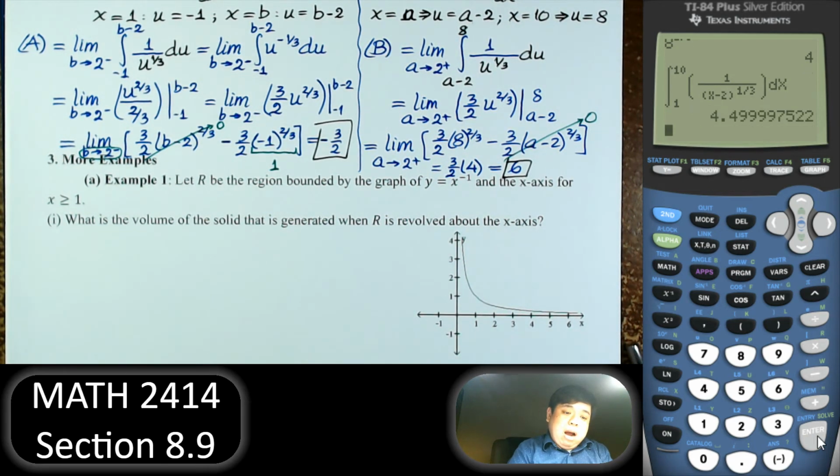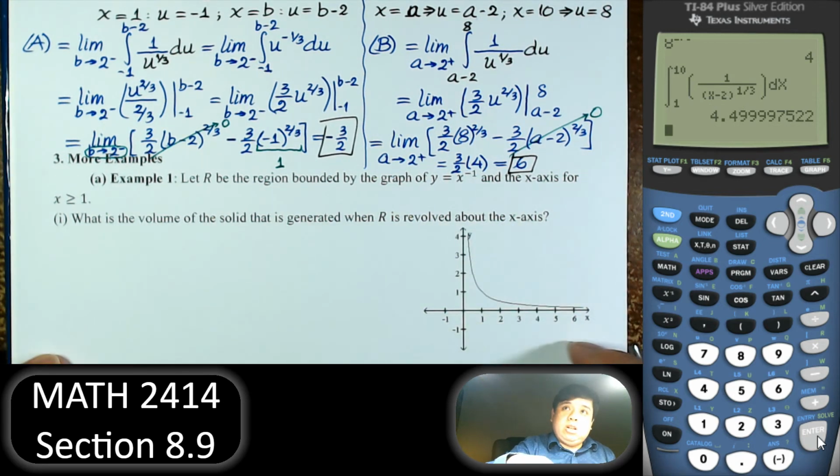Now we'll go to more examples. Let R be the region bounded by the graph of y equal to x to the negative 1, so just write 1 over x.